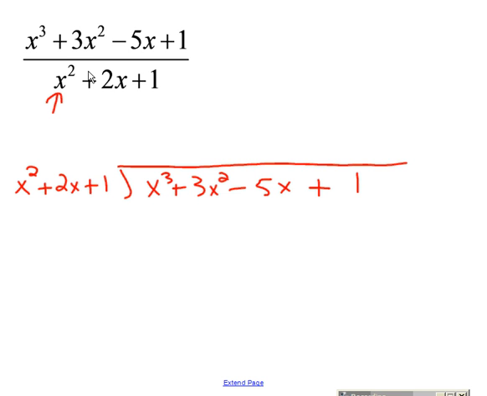So again, this time I'm only thinking of this and this. X squared times what gives me x cubed, and that would be x. I tend to write my thing above the term with the same degree, so since I have x to the 1, I'm putting it over the -5, x to the 1. And now I multiply x times x squared, x cubed, x times 2x, 2x squared, x times 1, plus x, and I subtract.